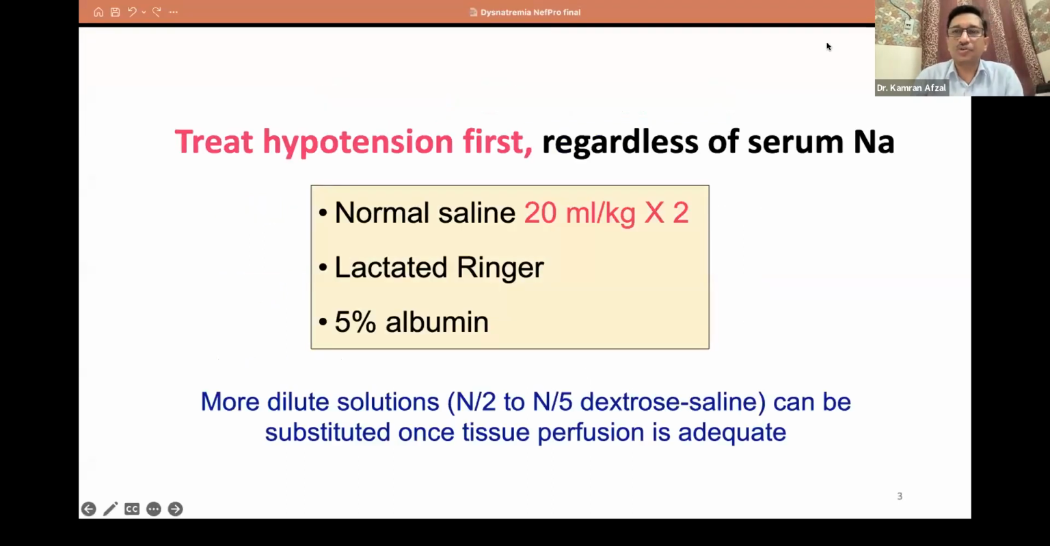But regardless of the sodium value, the first thing that we need to look at is whether the patient has any evidence of circulatory failure. If that is the case, then we need to treat hypotension. So remember, treatment of hypotension always takes precedence over correction of any sodium values. As you are all aware, we can achieve this easily by giving normal saline in the form of 20 ml per kg boluses. We may use 2 or even 3 boluses. More dilute solutions of N/2 or N/5 dextrose saline can be used only once the hypotension has been corrected.